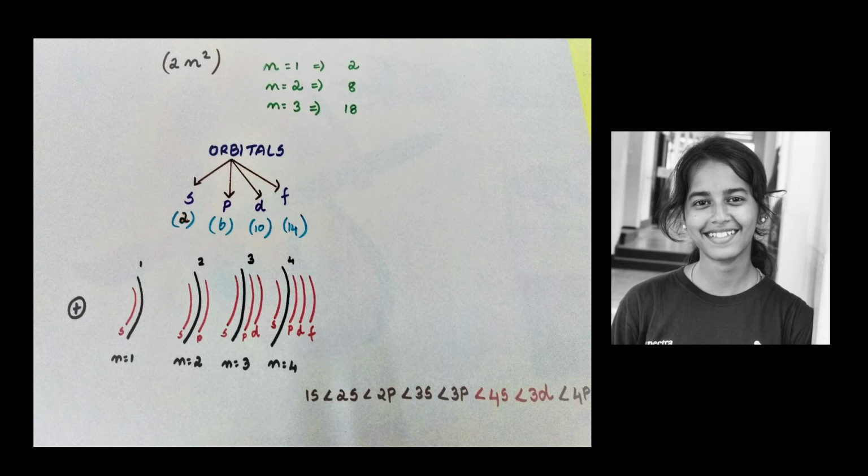Electrons will get filled in this sequence only. But when we consider energy, you can see here I have written in increasing order, in brown color. 1s will have less energy compared to 2s, 2p, 3s, and it will go in this sequence. But there is an exceptional case: 3d orbitals will have more energy compared to 4s.